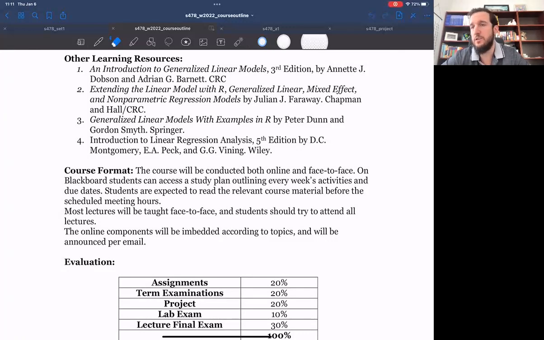And if you're interested in just having a book to reference on the side, these are the 4 main textbooks that I use to build the course. So you can look into acquiring copies of these. And if you need a particular passage or you're interested in a particular passage, let me know and I can try and help you get your hands on that.